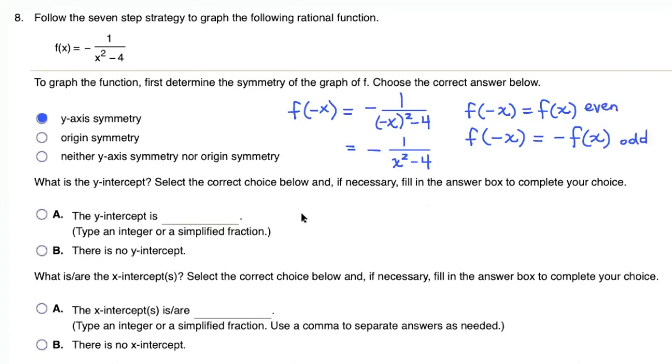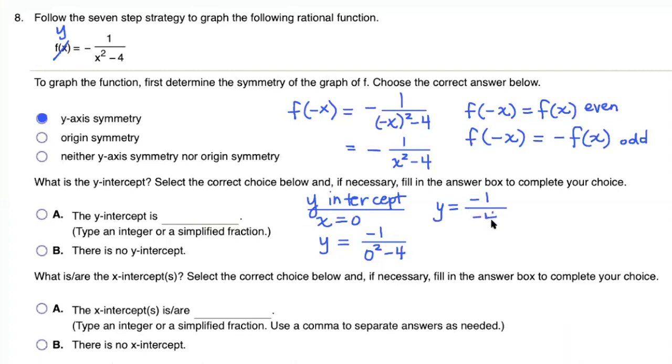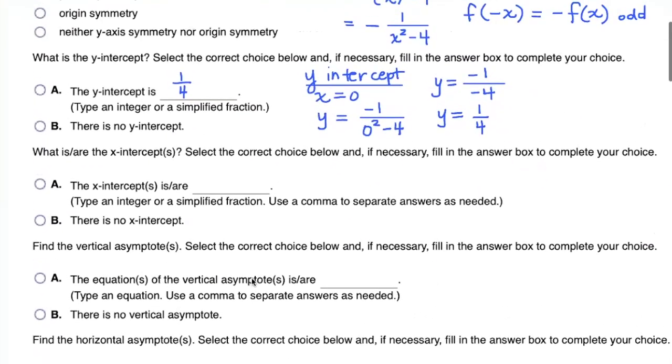What's the y-intercept? In order to find a y-intercept, you always allow the x coordinate to equal 0. I'm going to replace the f of x by a y. I would have y equals negative 1 over 0 squared minus 4. That's the same as y equals negative 1 over minus 4. A negative divided by a negative is the same as a positive number. The y-intercept is 1/4.